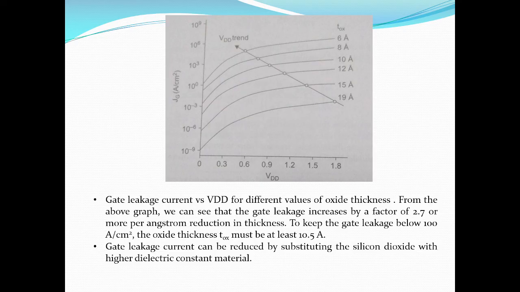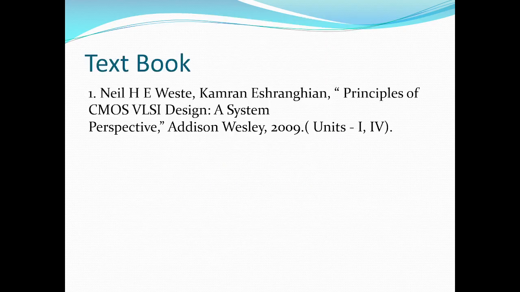It is very clearly shown, and the gate leakage current can be reduced by substituting the silicon dioxide with a higher dielectric constant material. So in order to overcome this gate leakage current, we can use such a higher dielectric constant layer in place of silicon dioxide.